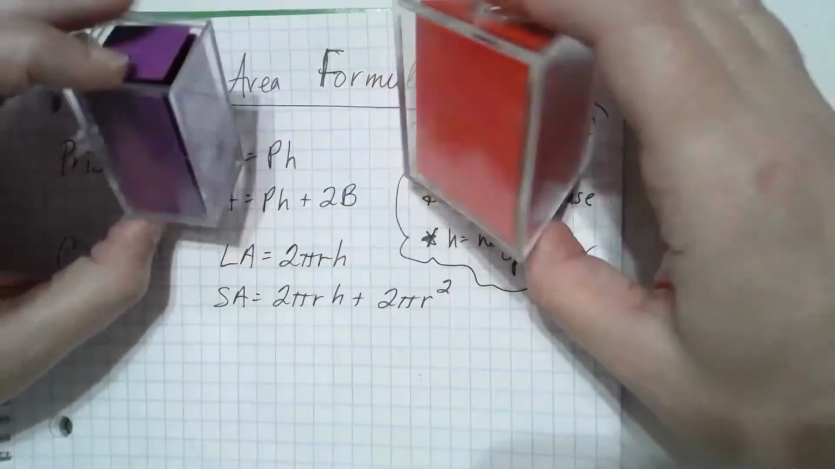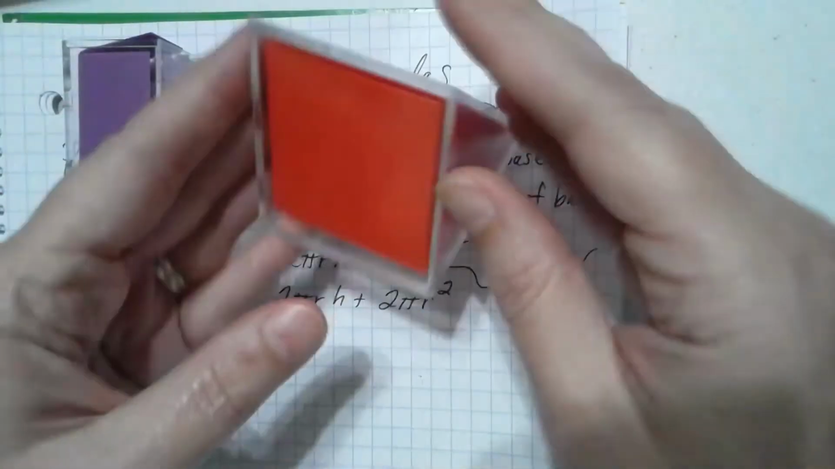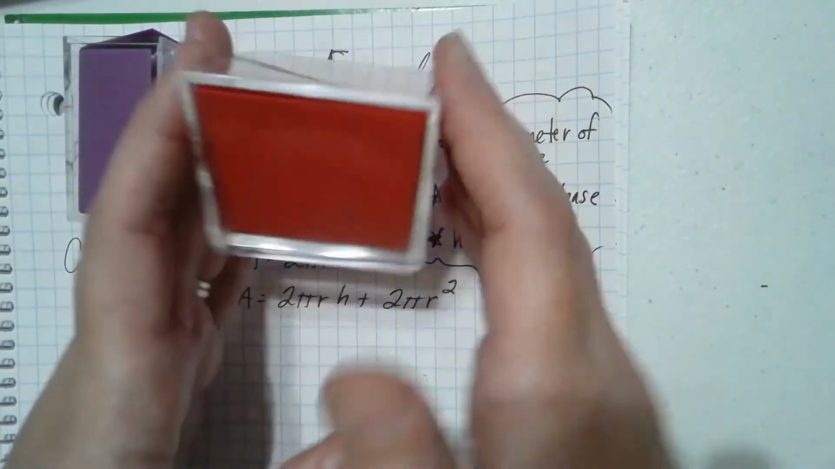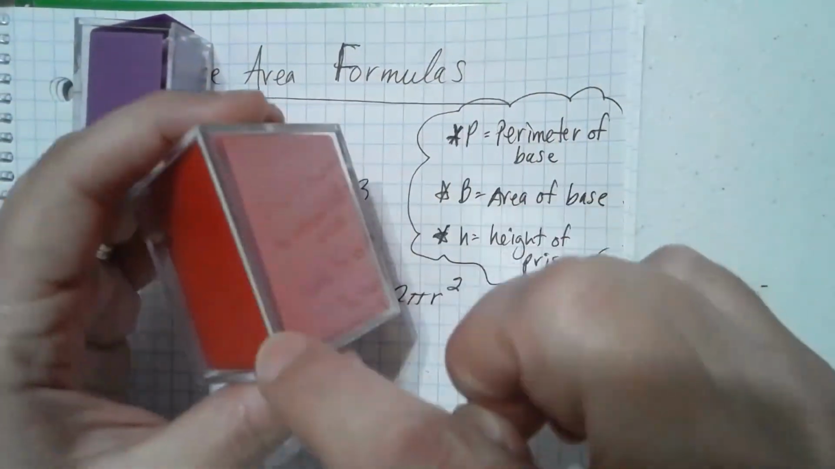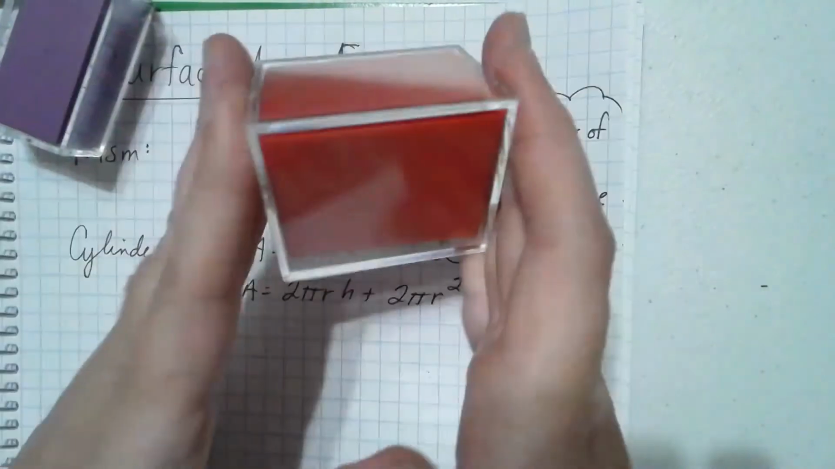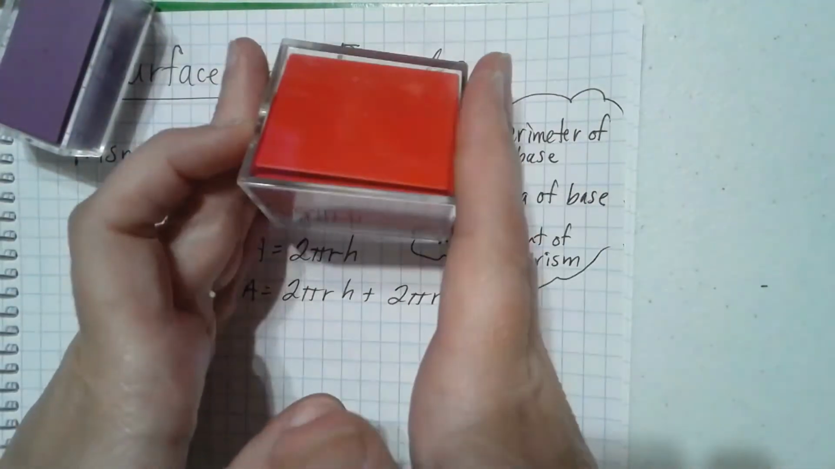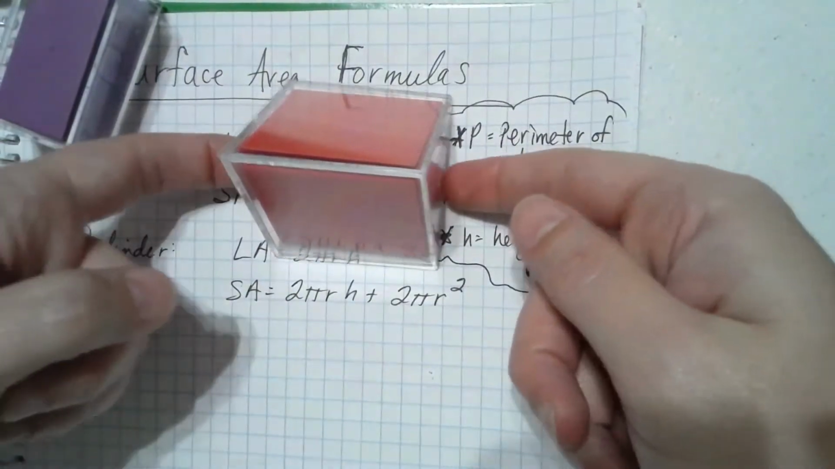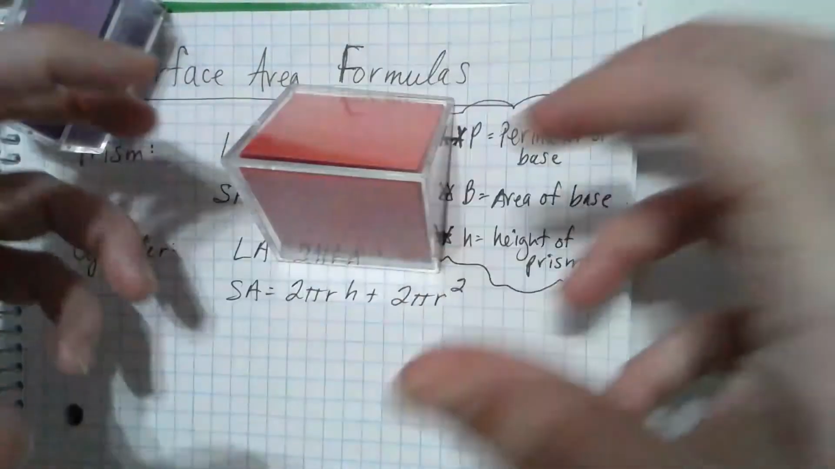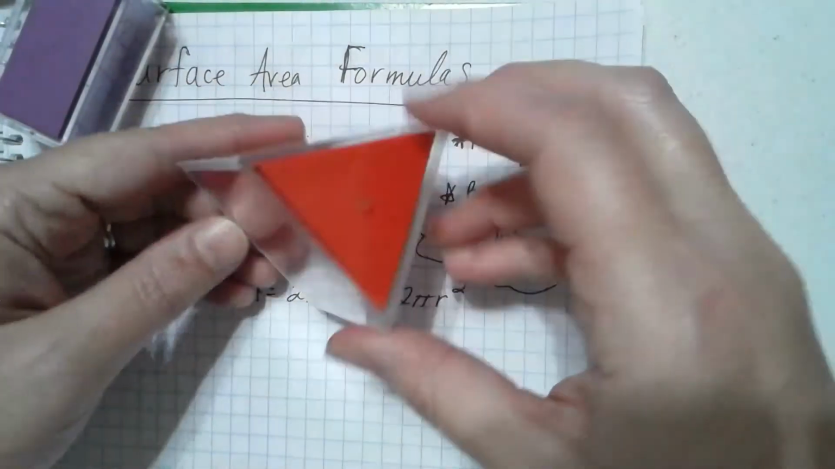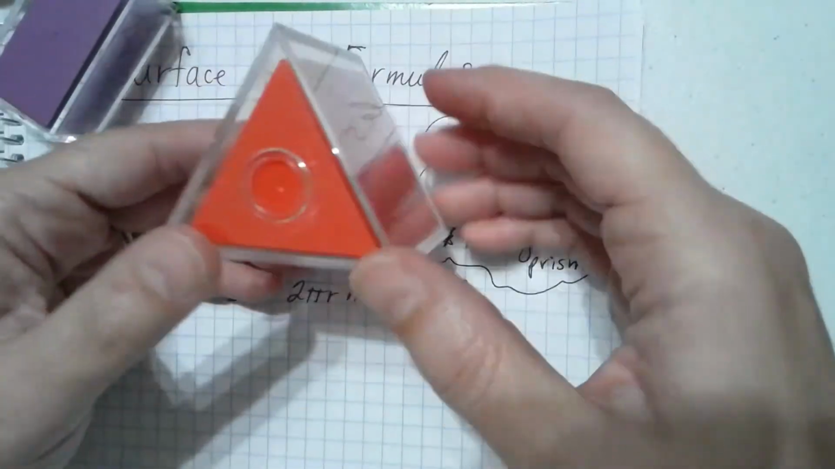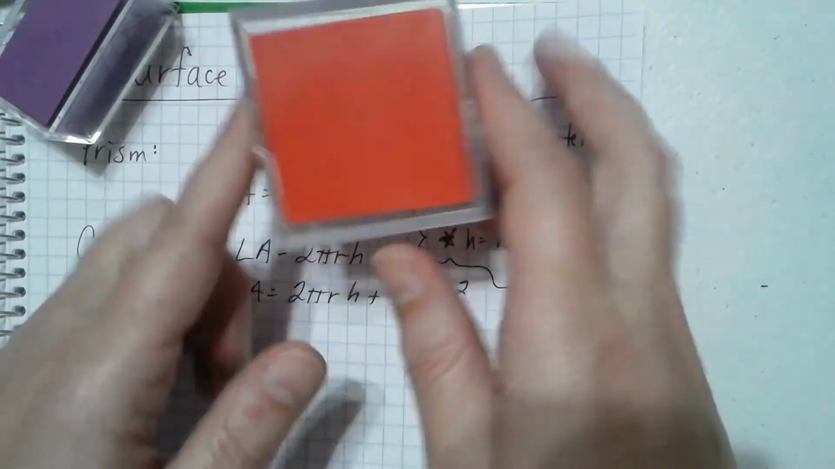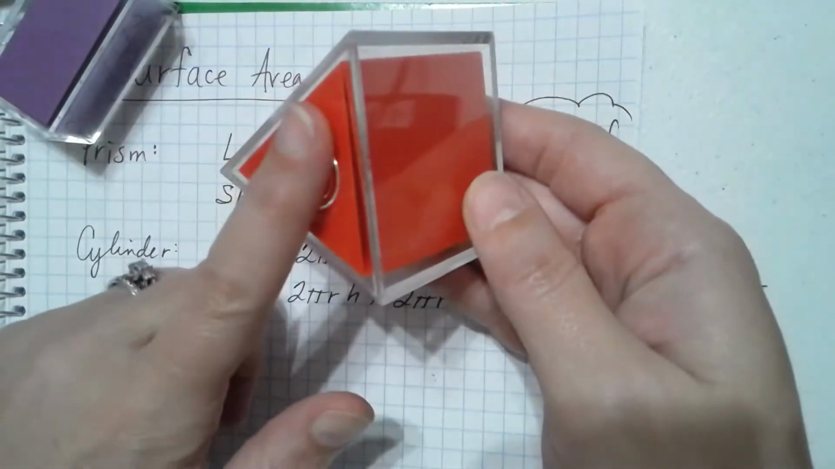A prism has two bases that are congruent and parallel, right? And then the distance between them is the height of our prism. No matter what base it's sitting on, whatever it's sitting on is not necessarily the base of this prism. Remember, this is a triangular prism because it has two triangles that are parallel and congruent to each other. So this is going to be the base.